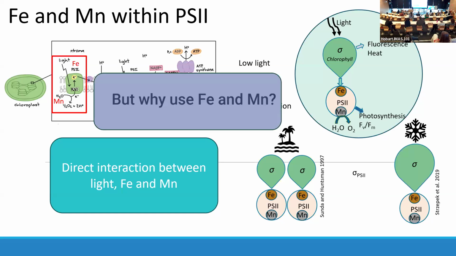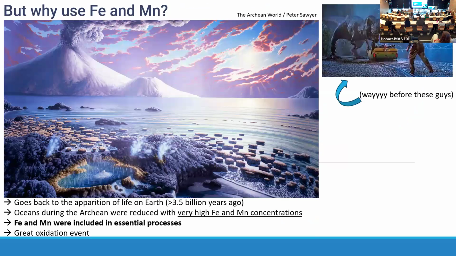So if you, like me, tend to overthink a bit, why would the phytoplankton include iron and manganese in such crucial processes if they live in a place where there's no actual iron and manganese, like in the Southern Ocean? Well, sorry, spoiler. This is actually going back to the time when life appeared on Earth.